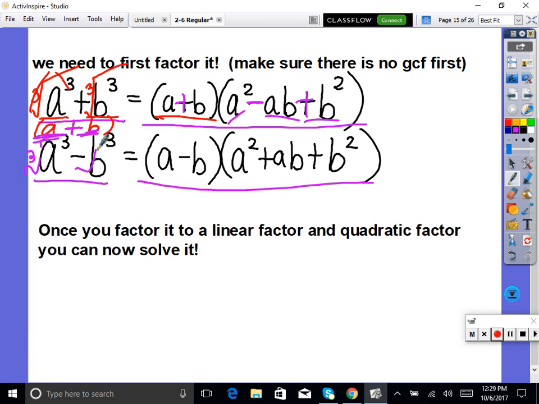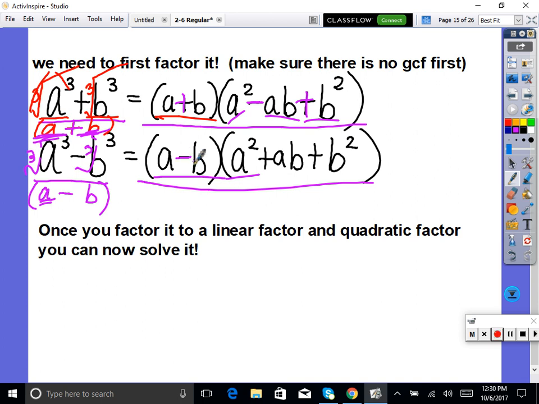Cube root the front thing, cube root the back thing. Isn't my front thing A, my back thing B? You put parentheses, this sign drops straight down. You see? Now you do the front times the front, A squared. Front times the back, not including the negative, is AB, and then the back times the back is B squared.